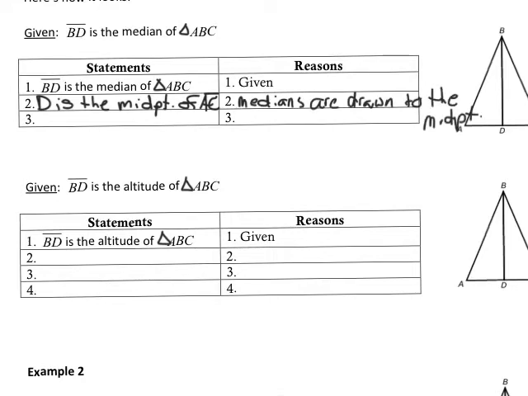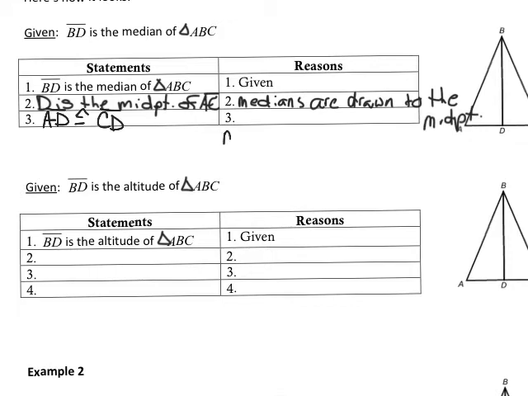So there's my reason. What we write, medians are drawn to the midpoint. And I know these boxes, there's not a lot of room to write in these boxes. I'll have to make them bigger at some point. So once I say that D is the midpoint, then you have a congruence. You can say that AD is congruent to CD. And that's because a midpoint divides a segment in half.